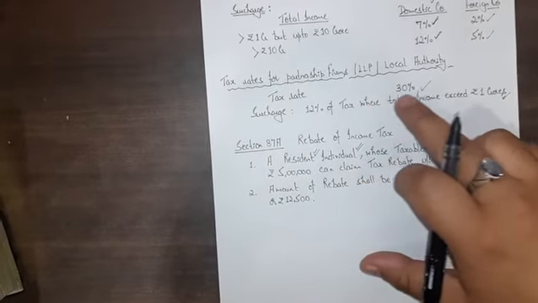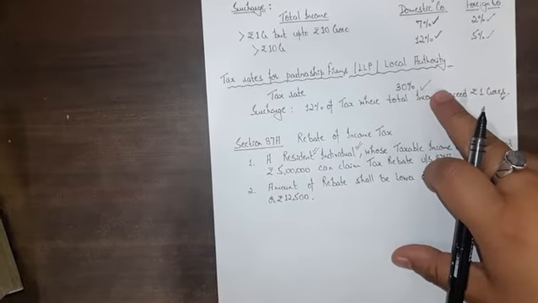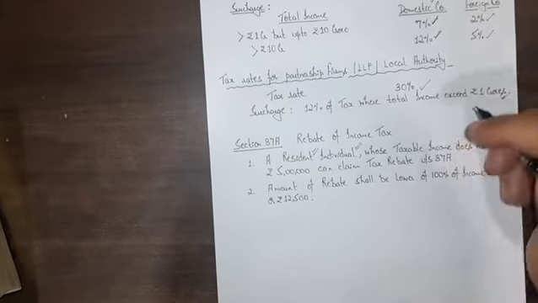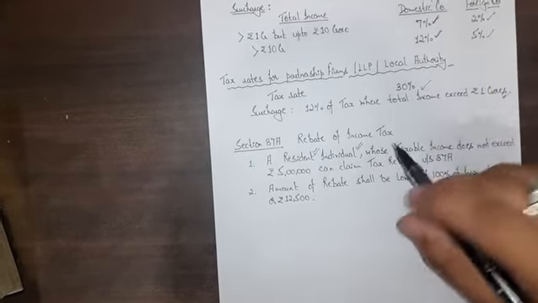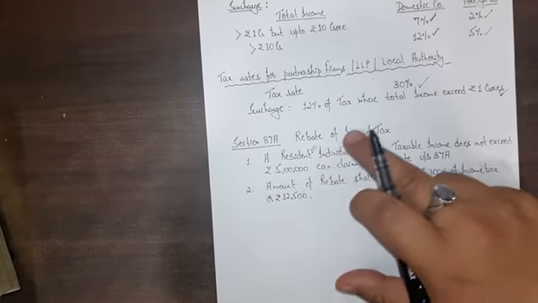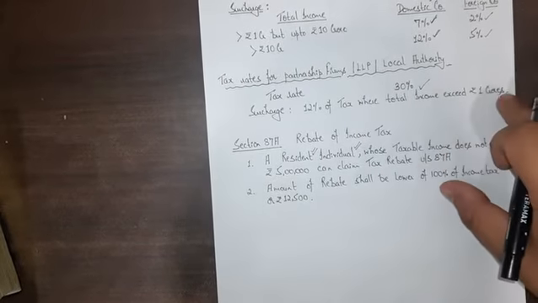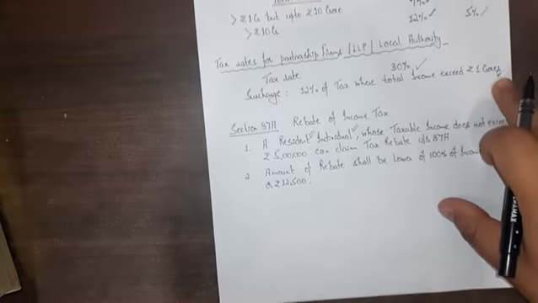Tax rate for partnership firm, LLP, and local authority is 30%, with surcharge of 12% of tax where total income exceeds 1 crore.